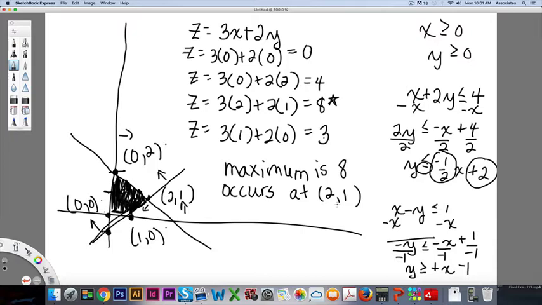And that's my answer. Now, in a real life problem like the one that we did before, you would say that the maximum would be like $8 profit, and it occurred when you had 2 jobs repairing something and 1 job manufacturing something or maintaining something. But that's how we work our problem.